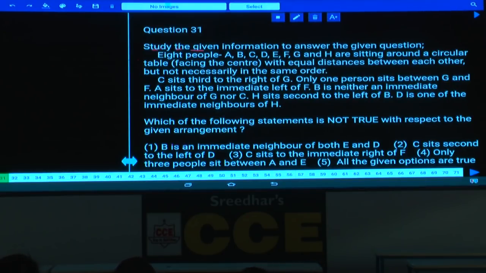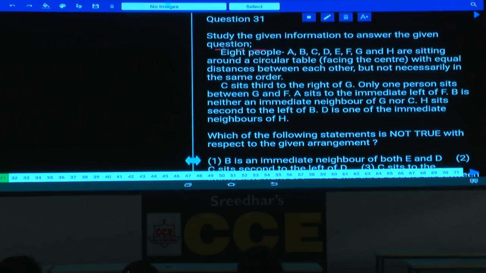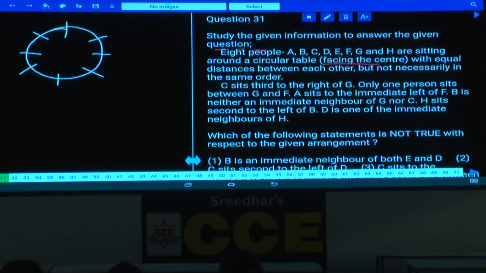Now these 4 questions are based on a circular arrangement. 8 people, A, B, C, D, E, F, G and H are sitting around a circular table with equal distance between each other but not necessarily in the same order. Now 8 persons are seated here and all these persons are facing the center. Then condition number 1, C sits third to the right of G.